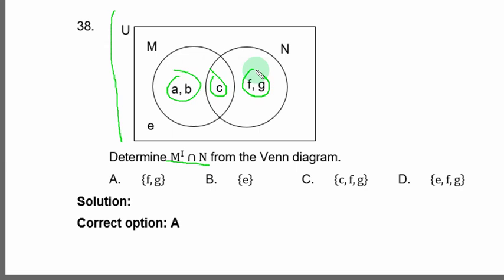Now, M prime, they are the elements not in M but in the universal set. So, if you remove A, B from the universal set, you have C, F, G. So, M prime is C, F, G, and N is F, G. So, by intersection, they have F, G in common. So, A is the correct option.